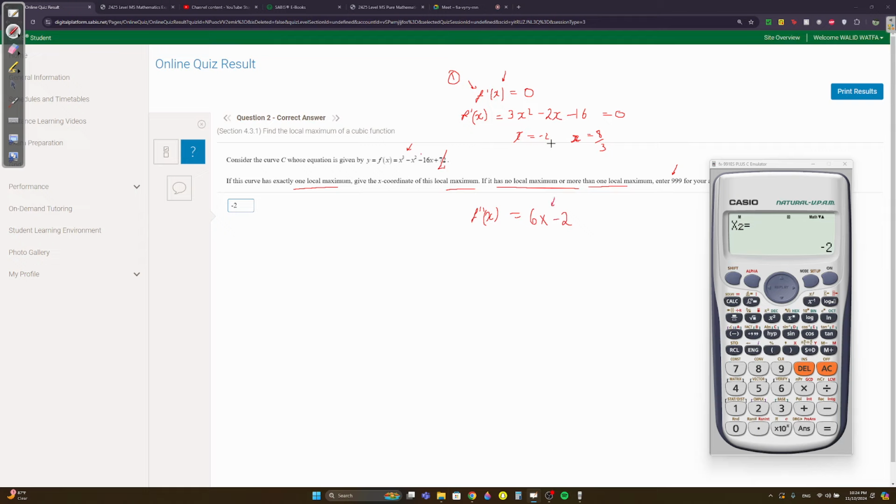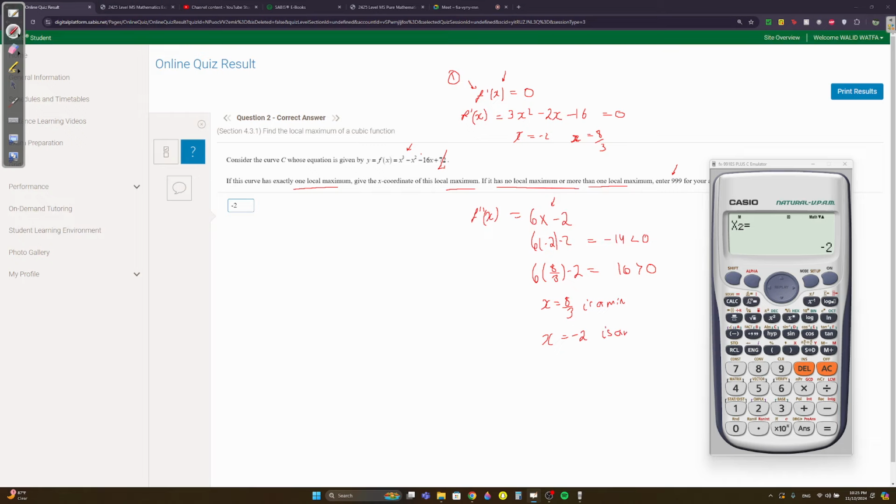So substitute your x values. If it's positive, it's a minimum. If it's negative, it's a maximum. 6 times minus 2 is minus 14, which is less than 0. Then 6 times 8 over 3 minus 2, you get 16, which is a positive number, right? So x equals 8 over 3 is a minimum, since it's greater than 0. If y prime prime is positive at that number, then it's a minimum. If y prime prime is negative, then that point is a maximum.